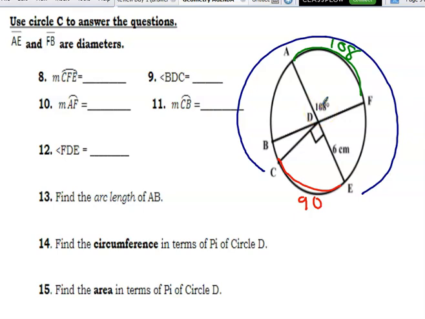So that's 72. This is 72 degrees because this is 72 degrees. Okay? And then these also add up to 180. So if that's 90 and that's 72, add that up and subtract from 180. And you get 18. So this little guy's 18, that little arc.